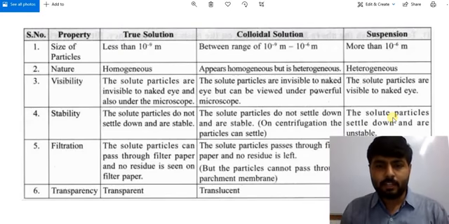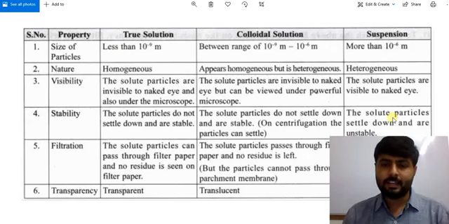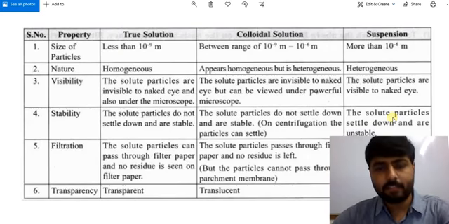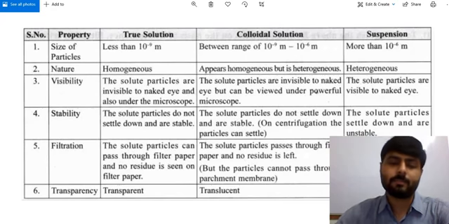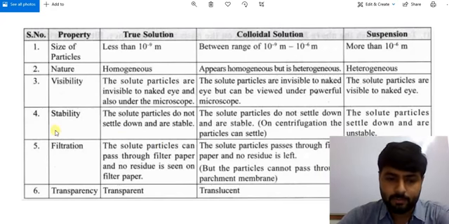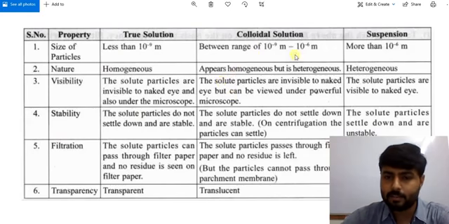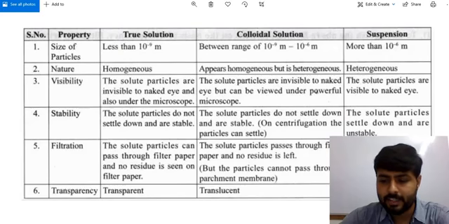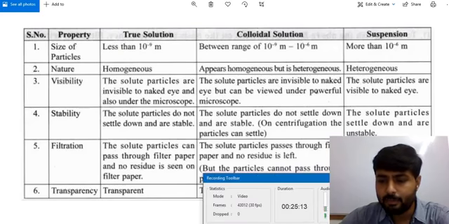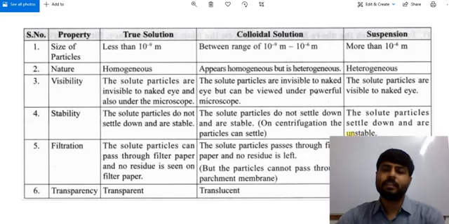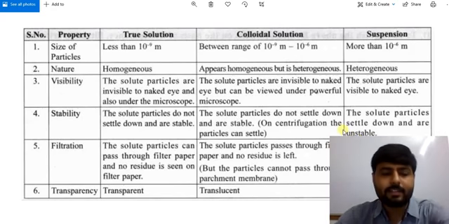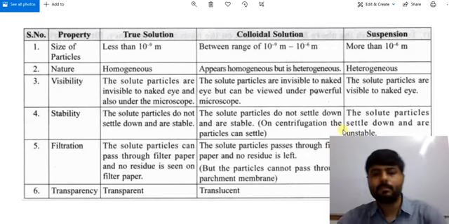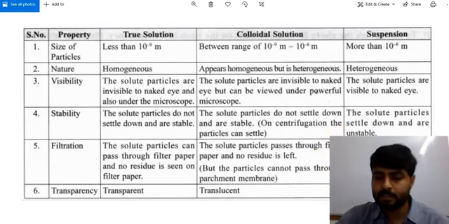But in suspension, the particle sizes are relatively larger, so we can separate it easily with the process of filtration. So that is about the filtration process. Solution cannot be filtered or separated. Colloidal solution also cannot be separated, but suspension we can separate with the help of the filtration process. After that, we have a comparison point, transparency.